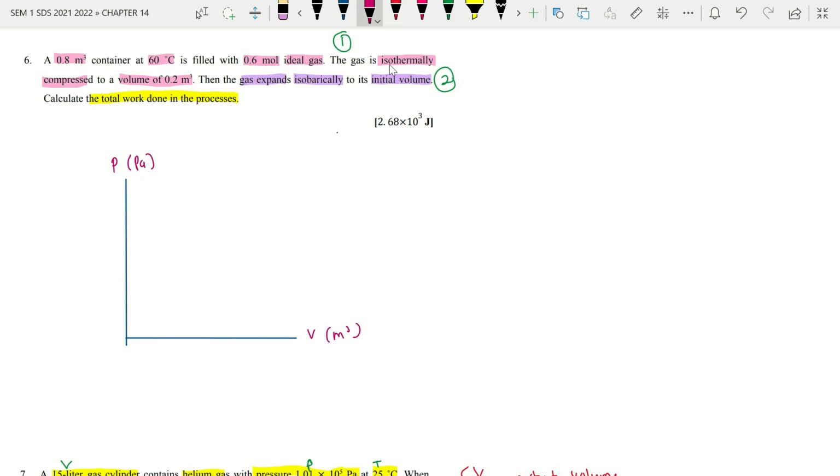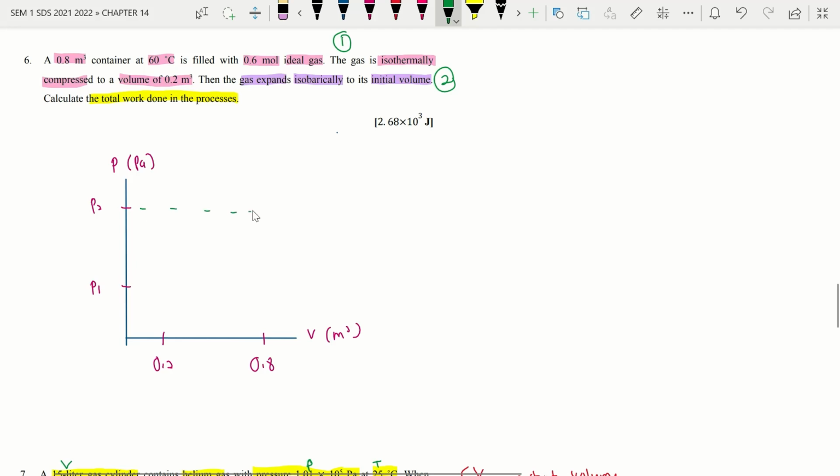So first of all, the gas is isothermally compressed to a volume of 0.2 meter cube, and we know this is the initial volume. So this is the final volume 0.2 and the initial volume is 0.8. And we have two pressures, pressure 1 and pressure 2. Okay, let's draw the curve for isothermally compressed. So it is compressed from 0.8 to 0.2 meter cube.